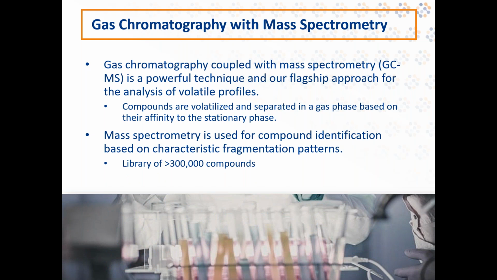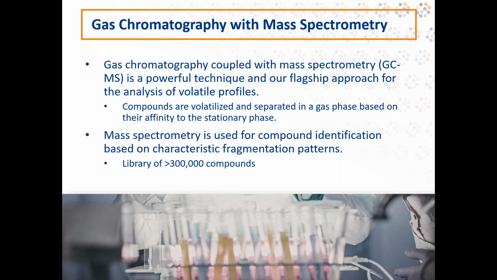And we do this using mass spectrometry. Mass spectrometry is a powerful tool for this approach, as it not only has low limits of detection, but it also allows us to identify the compounds that we see. And we are able to use mass spectrometry for identification based on characteristic fragmentation patterns.